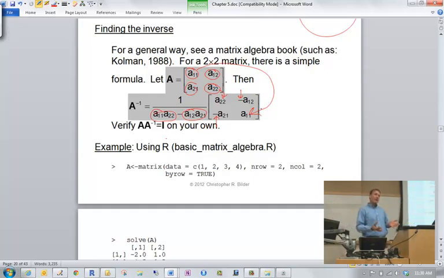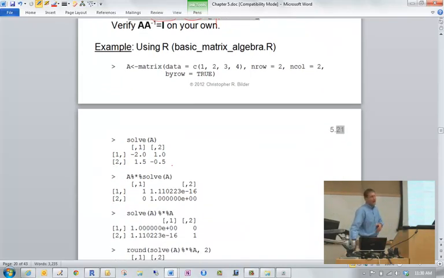I'm not going to ask you to do a calculation like this by hand, but this is how you get it. Now for 3 by 3 matrices, 4 by 4 matrices, it becomes a lot more complicated. You can't use that exact formula. But you can do it by hand. Taking a matrix algebra class is fun. But if we were to do it by R, how can we do this?